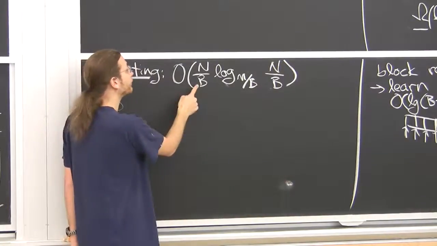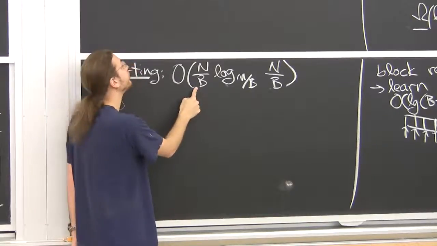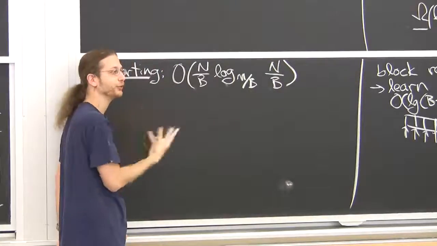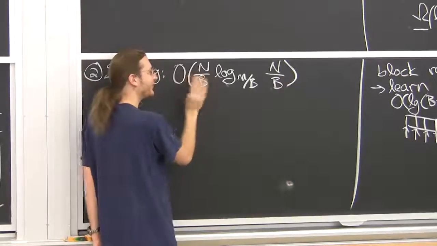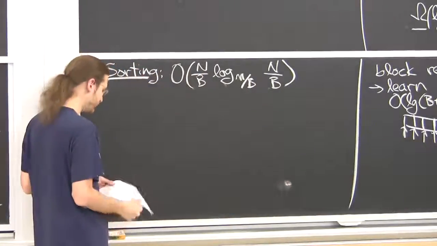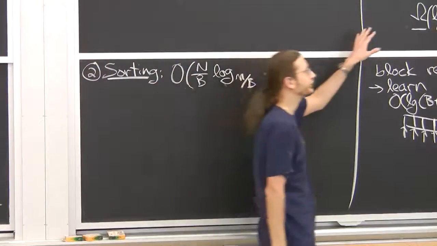We're going faster than the RAM time divided by b, because to sort in the cache-oblivious model just takes linear time. You read all the data, you sort it, you put it back. So we can't quite get n over b, but we get this log factor. So this is really good, and it's something that would not result from using B-trees.